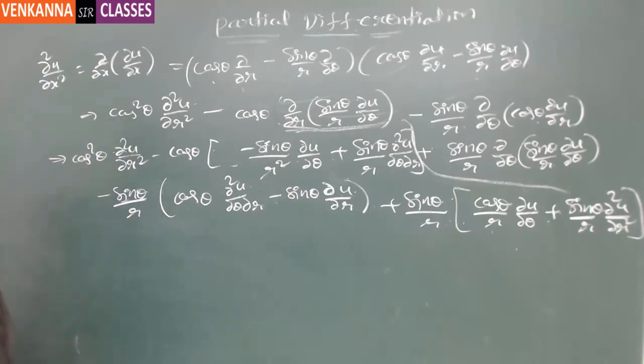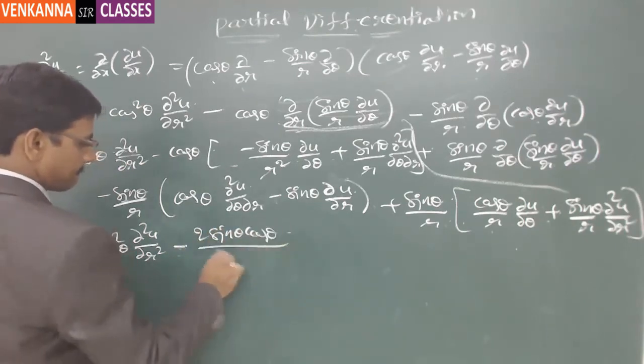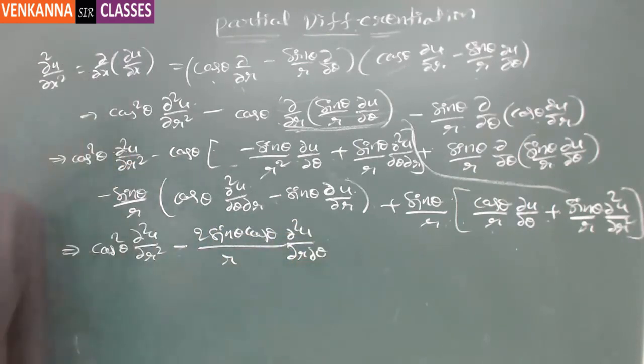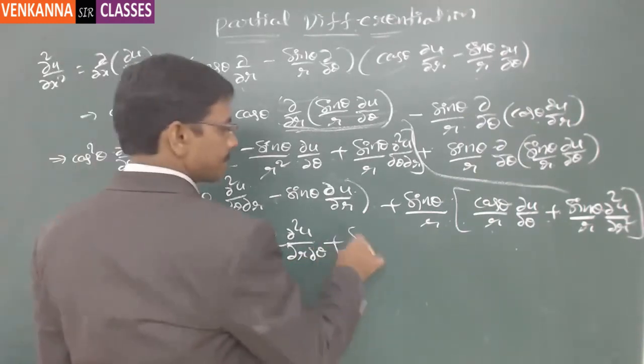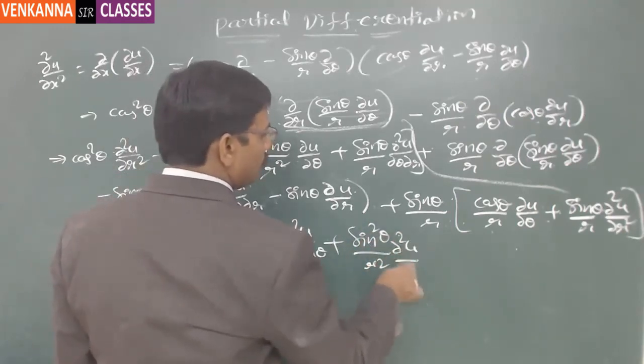Now, after the simplification, what you are going to get is cos square theta into dou square u by dou r square. And then I'll just write it. Minus 2 sin theta cos theta by r into dou square u by dou r dou theta plus sin square theta by r square into dou square u by dou theta square.